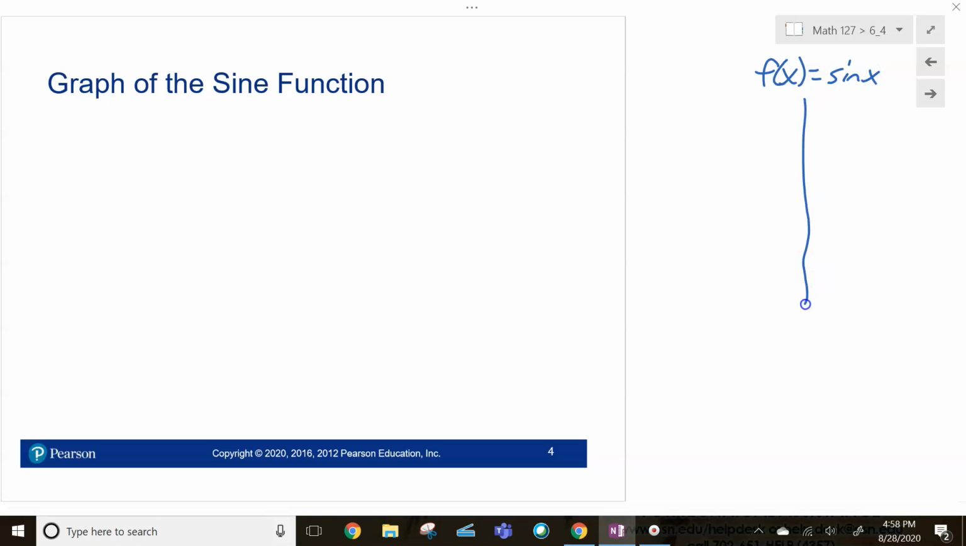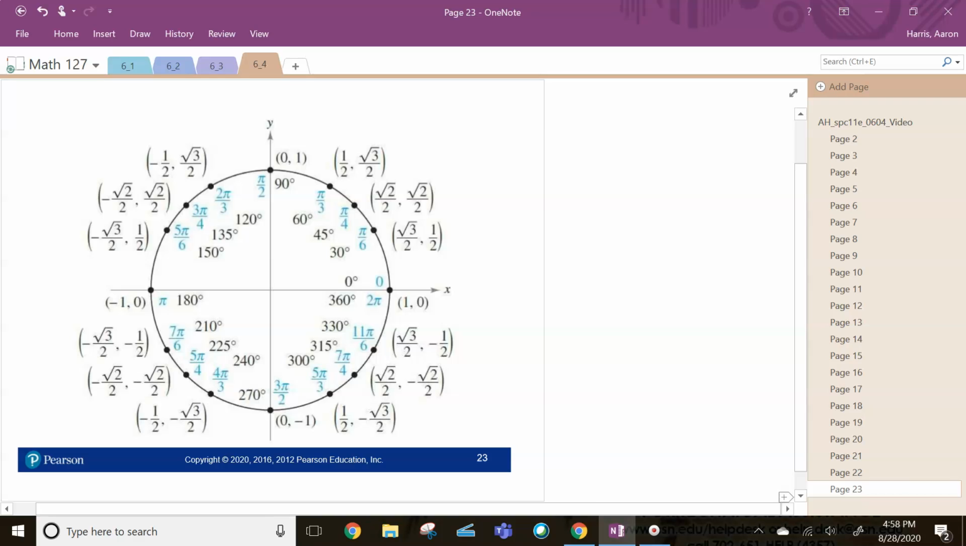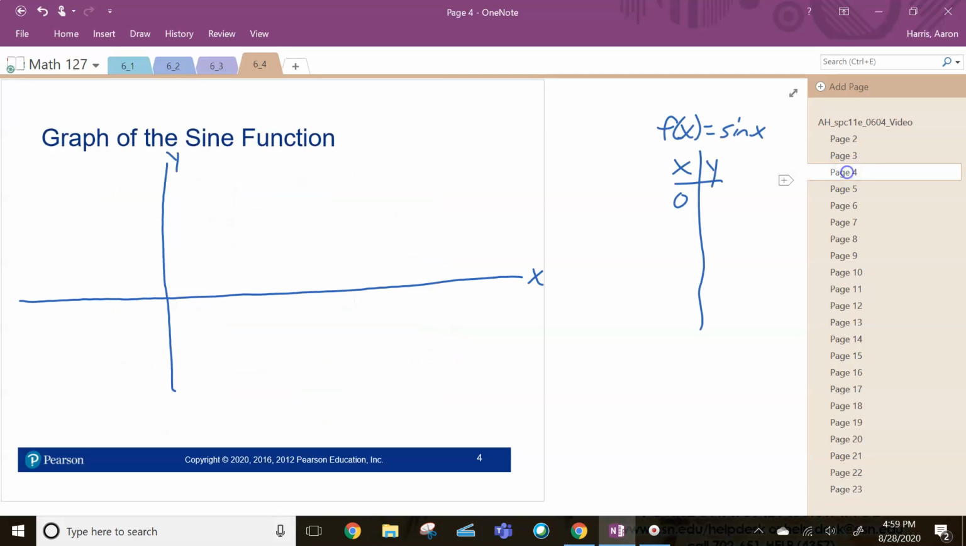And you know what we're going to do? Let's make a table of values here, with some inputs and some outputs. We're going to use our unit circle to find values for the sine and input them on our xy Cartesian coordinate system. So first we're going to put in 0. We know the sine of 0 is 0. And then we go to pi sixths. The sine of pi sixths is a half, and so on.